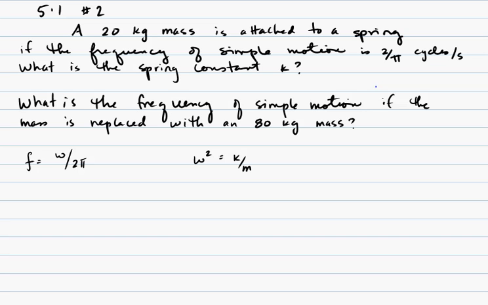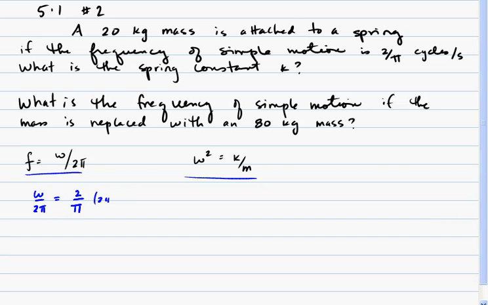Well, I have a couple of equations here that are going to be of use to us. The frequency is omega over 2 pi. So omega over 2 pi is supposed to be, according to them, 2 over pi. And so I can solve here for omega, multiplying by 2 pi on both sides, and I get that omega is equal to 4.